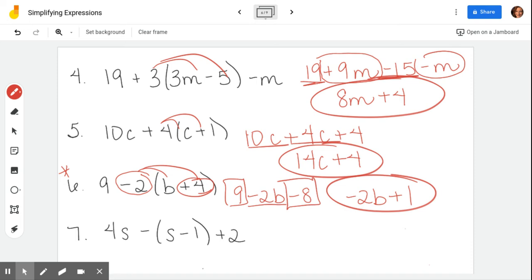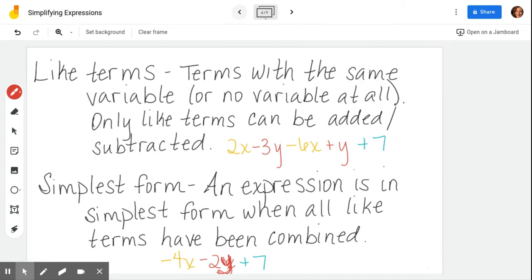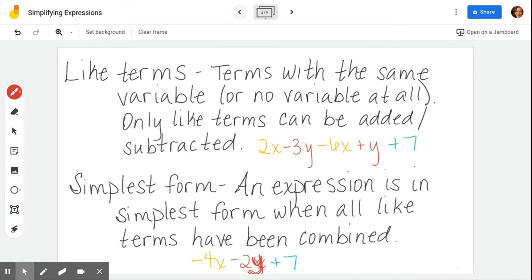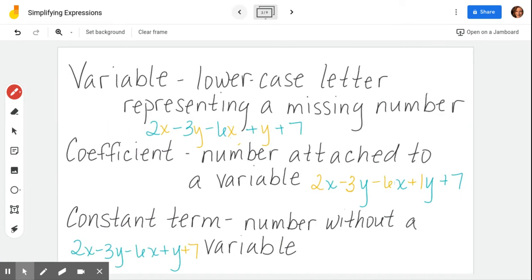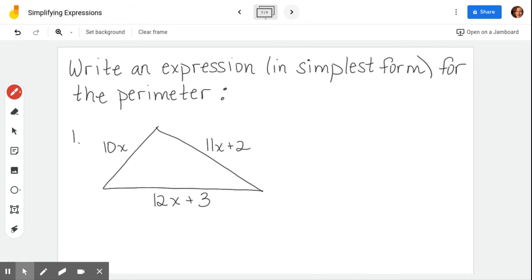Number 7, I don't see a number attached to parentheses. When we talked on this earlier page about coefficients, let me go back to it. I mentioned that if you don't see a number attached to your variable, then really there's an invisible 1, right? We had this y and we didn't see a number attached to it. So I said it's understood that you have one of them. There's an invisible 1.